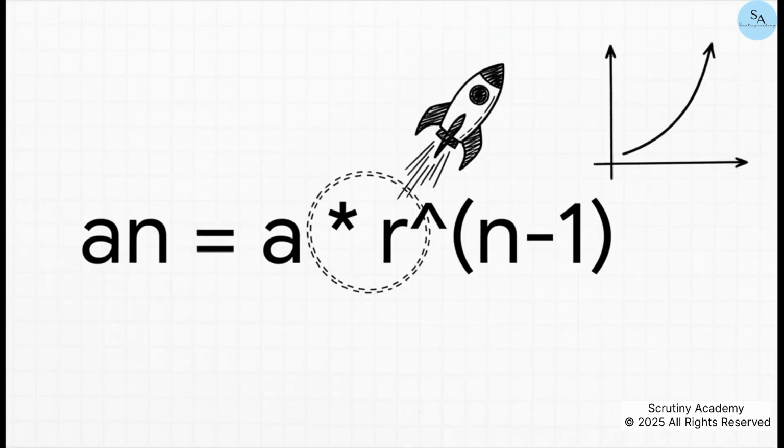If the second term is the first term a times r, and the third term is a times r squared, you can see the logic, right? The exponent on r is always 1 less than the term number. So for the nth term, it's a multiplied by r to the power of n minus 1. It's that exponent that makes GPs grow so incredibly fast.